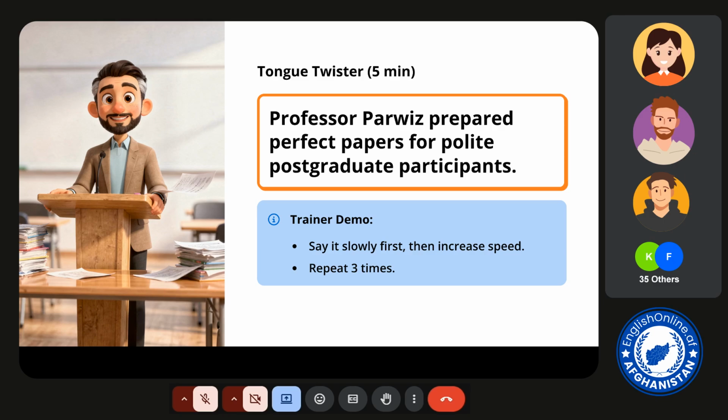It was awesome. Mr. Sarosh. Yes, teacher. Thank you. Professor Parvez prepared perfect paper for polite postgraduate participants. Yeah, thank you. It was perfect. Mr. Zahidullah. Hi, assalamu alaikum, classmates. Professor Parvez prepared perfect paper for polite postgraduate participant. Thank you so much. Nice fluency.